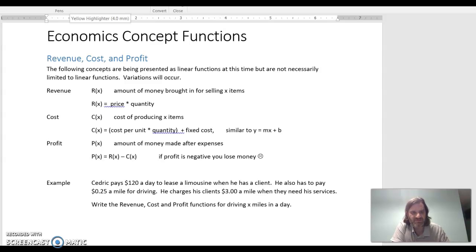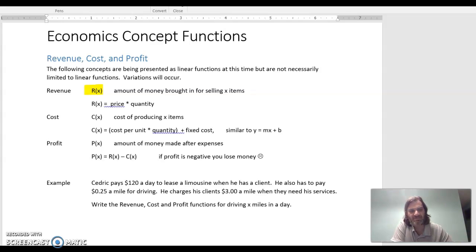Alright, so I want to talk about a few economic concepts, starting off with revenue, cost, and profit. Generally we give these functions special names. The variables don't really matter, but we use special names so that we don't have to have several functions called f or g, which is kind of hard to determine. So revenue we usually call r, or r of x, or r of something.